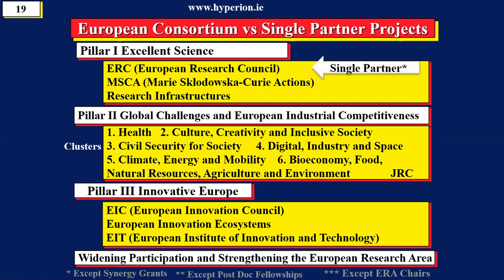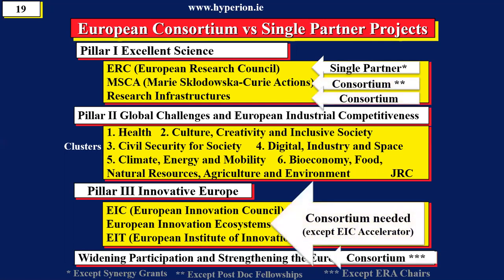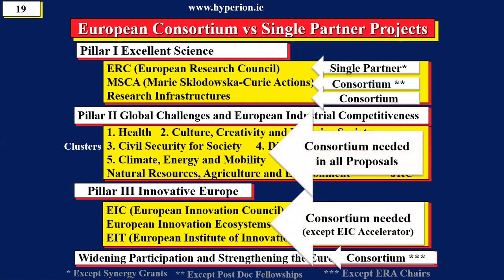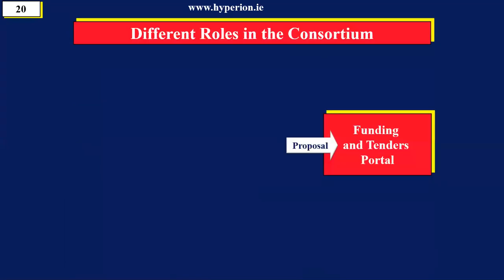Now, in European programs, a partner is a legal body, for example, a university, research center, or company. So ERC, you don't need partners. But as you can see here, in most other programs, you need to be part of a consortium. So you must know which programs need a partner, and where you can submit proposals on your own. When we're visiting the different programs, this is one of the things that we look at.